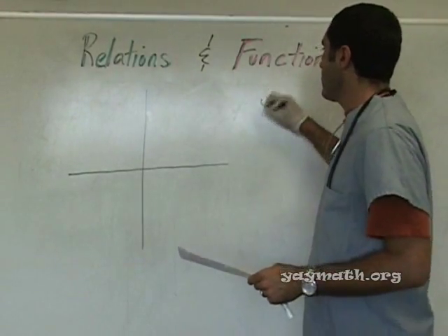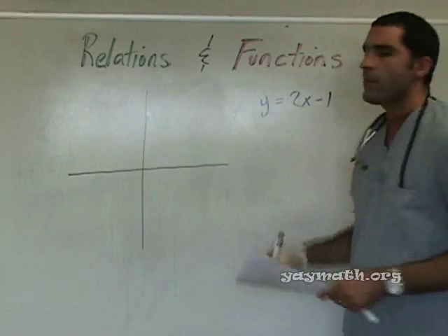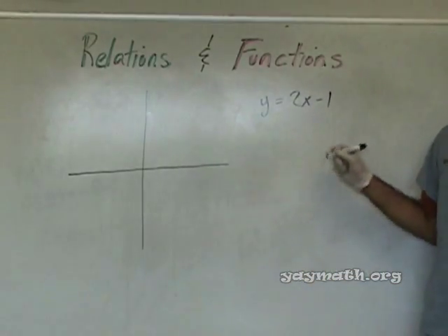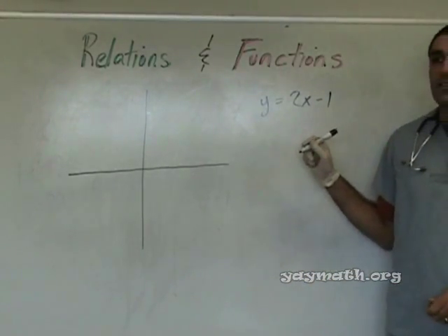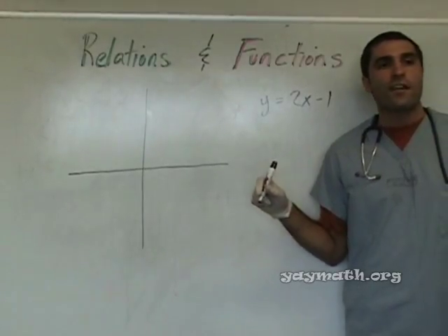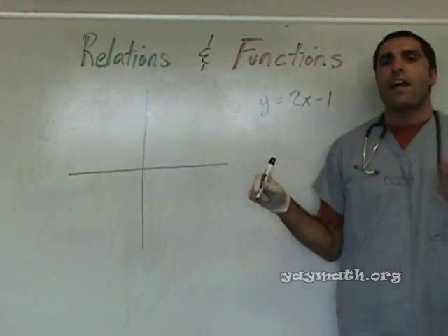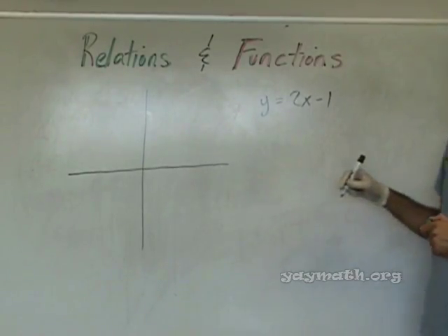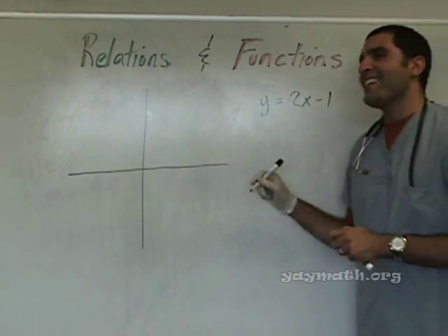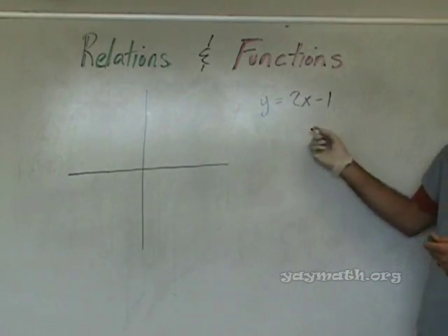We have y equals 2x minus 1. Does anyone know what type of graph this is? Linear. It's linear. What are the first 4 letters of the word linear? L-I-N-E. It's a line. You answered the question. Very good. So it's linear.